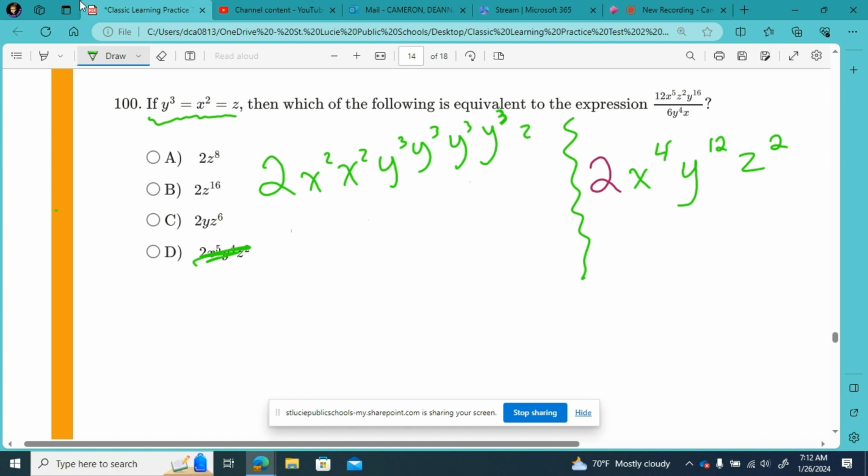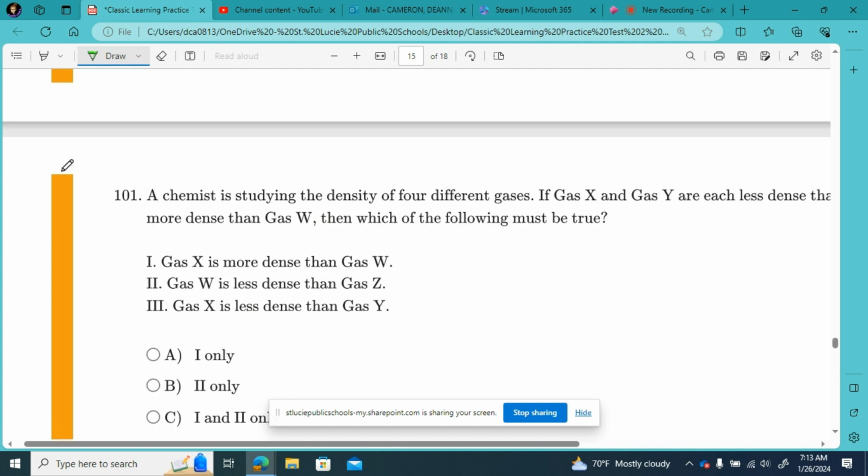And z squared. Now, every time I have an x squared, that becomes a z. So that's a z, and these y to the power of 3s are also z's. Z. So that's 1, 2, 3, 4, 5, 6, and the 2 we already had, 7, 8. So it's 2z to the power of 8. And that one's done. And next we're moving on to number 101.